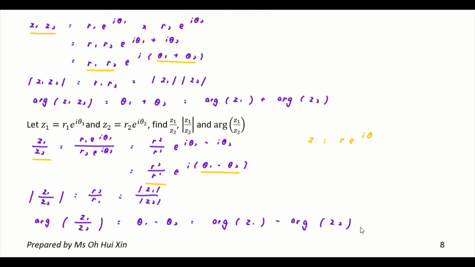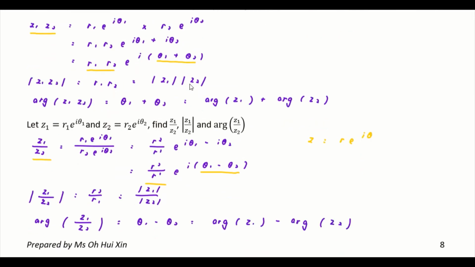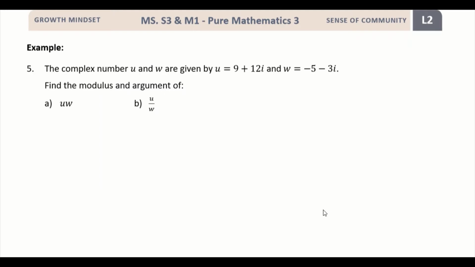Okay, so what we can remember is that for multiplication, to find the modulus of the product of complex numbers, we multiply the moduli together. If it's division, then we divide the moduli. To find the argument, we add the two arguments together for multiplication. For division, we subtract the two arguments. Alright, now we proceed to example 5, then you will understand the idea better.